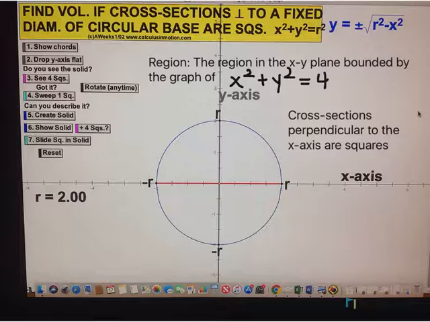For example, in this particular problem that we'll look at in this lesson, cross-sections perpendicular to the x-axis will be squares. The region that's going to form the floor, or the base, of our solid is the region in the xy plane bounded by the graph of x squared plus y squared equals 4, which is a circle centered at the origin with a radius of 2 units. And the consistency we'll have in this solid is that cross-sections perpendicular to the x-axis are going to be squares.